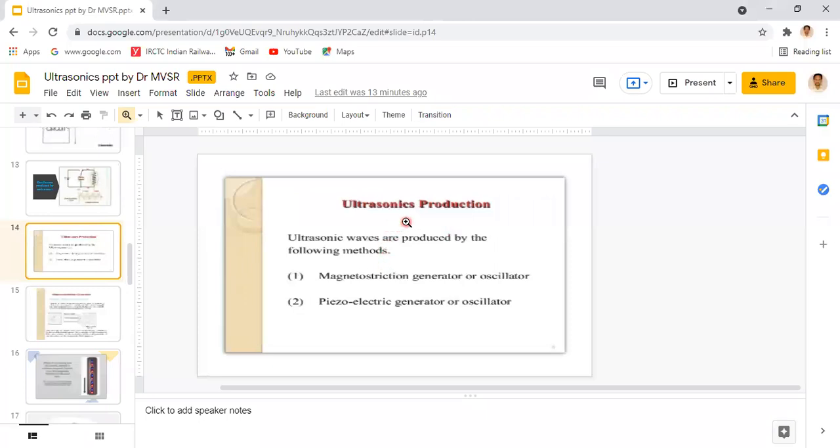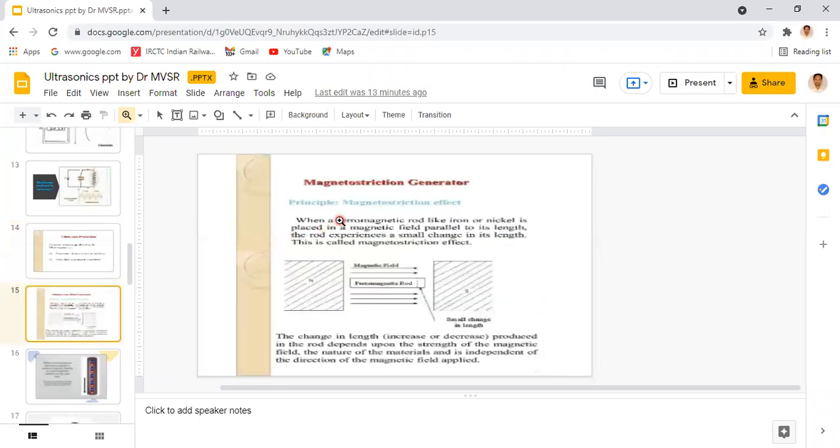Today we are going to start a very important concept, ultrasonics. In our previous class, we completed the introduction of ultrasonics, and coming to the next topic, production of ultrasonics. Ultrasonics are produced using two popular methods. The first one is the magnetostriction method, and the second one is the piezoelectric method. So coming to the first one, the magnetostriction method.